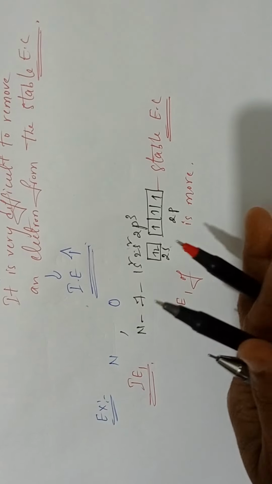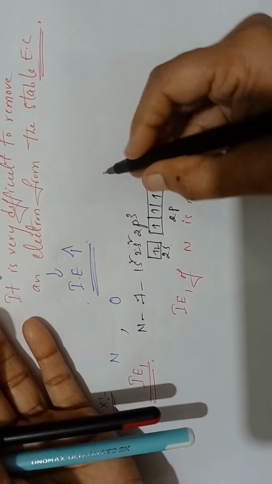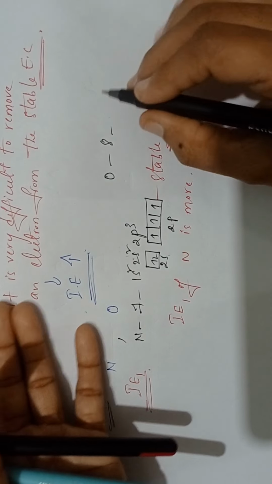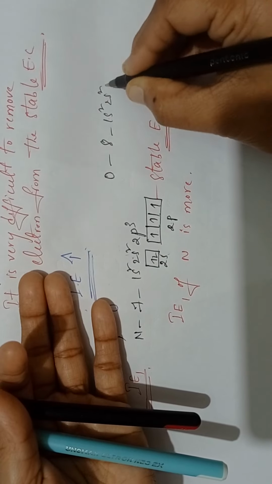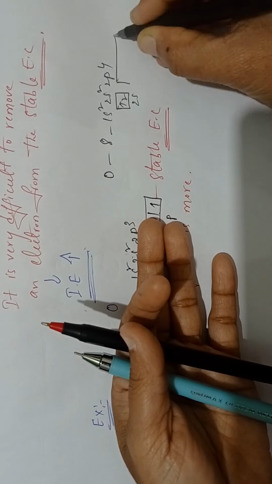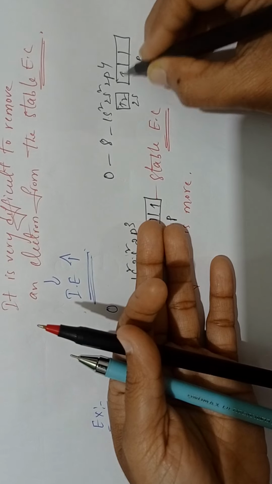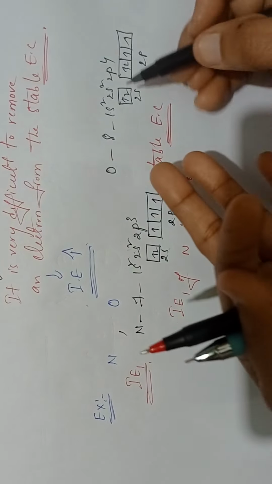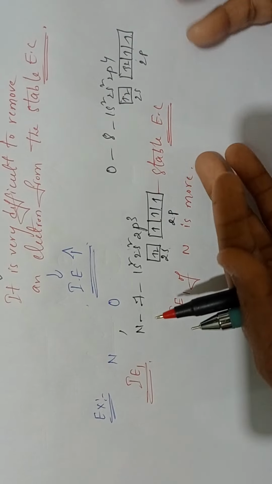Now oxygen. Oxygen's atomic number is 8. What is the electronic configuration? 1s2, 2s2, 2p4. That means in 2s, 2 electrons, and in 2p, 4 electrons. It is not half filled and not completely filled.